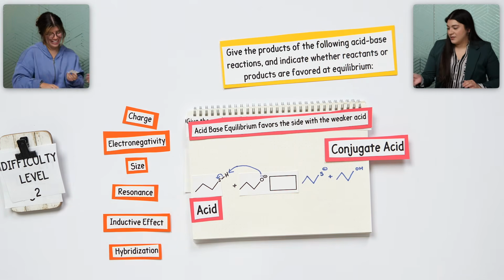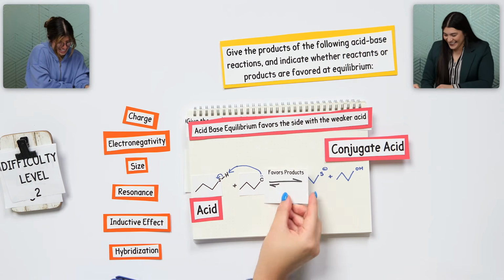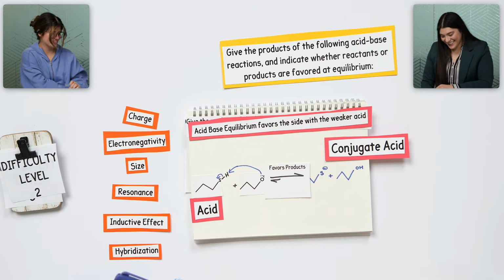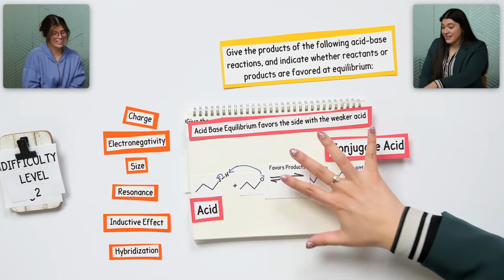Go ahead and do the flip. You've got to do it on camera. Let's see. Product side's favored. Good, because it's weaker. Yes. Okay. Perfect. That's it. That's honestly all it is.